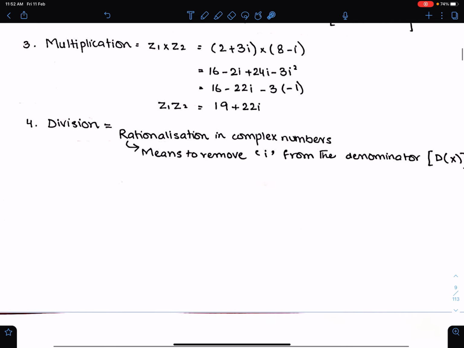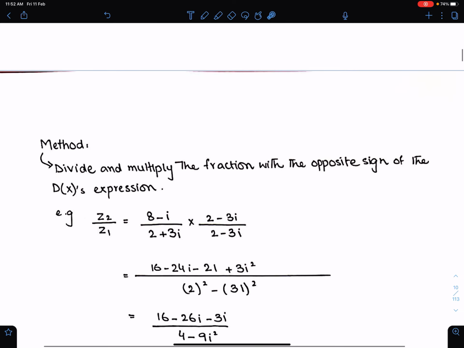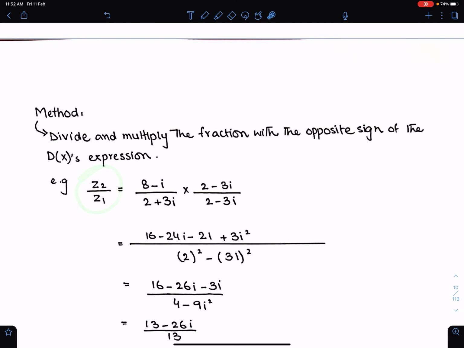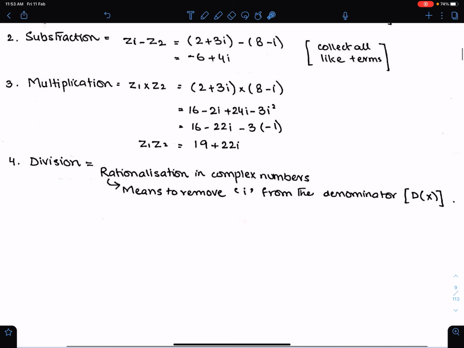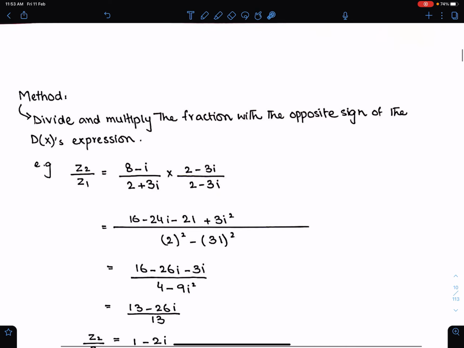Division, this is very important. When we divide two complex numbers like this, z2 upon z1, we have to remove i from the denominator. So whenever we have i in the denominator, we have to remove it by rationalizing the whole fraction. So in division, we do rationalization. Rationalization means removing i from the denominator.